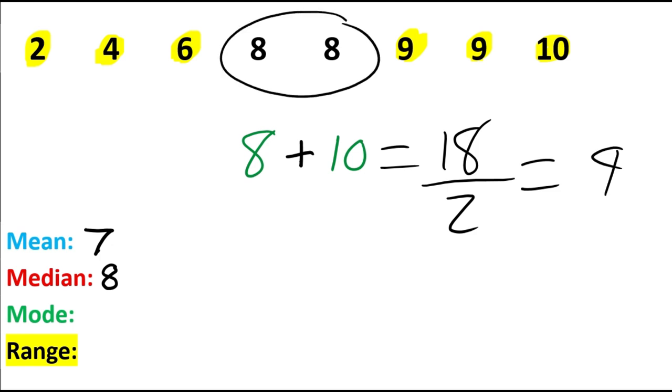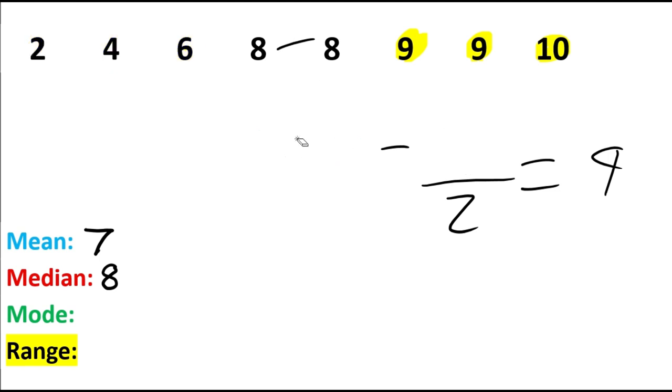So if you have two numbers in the middle, you can simply add them together and then divide by 2 to get the median. Does that make sense? Clear as mud. All right, so the median is going to be 8.